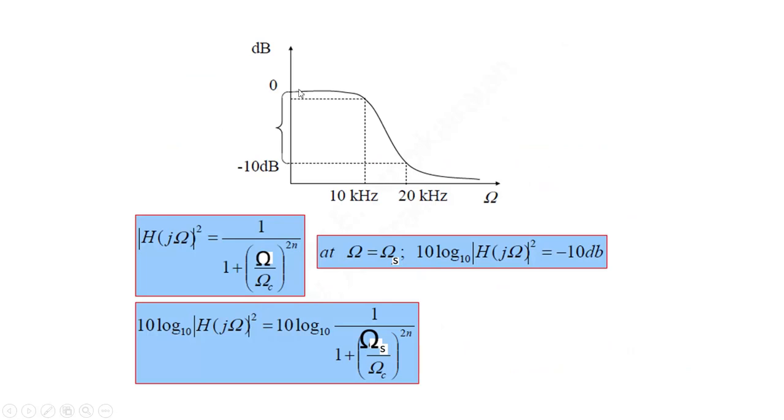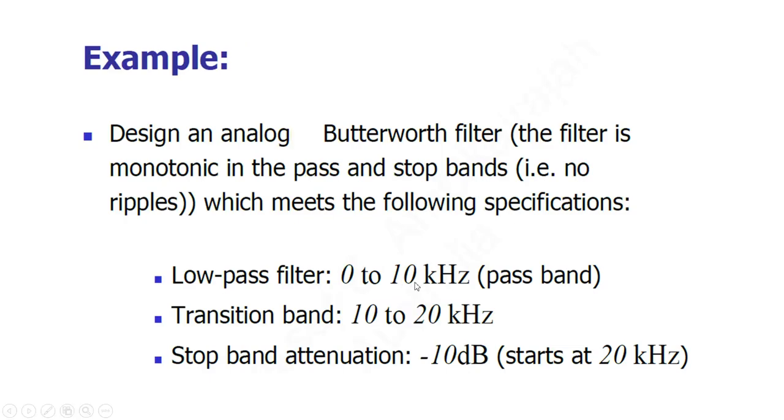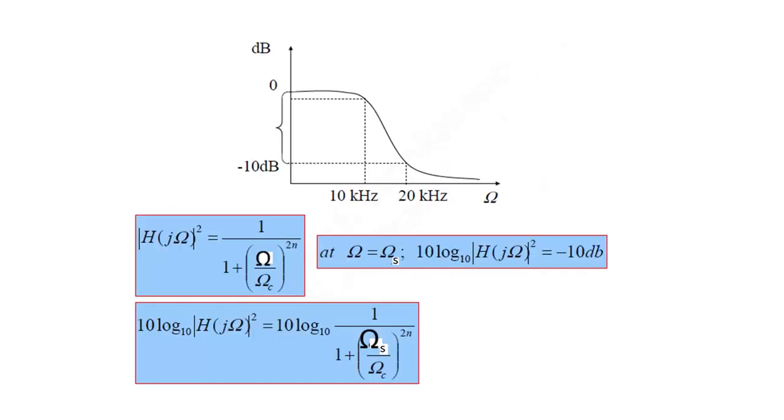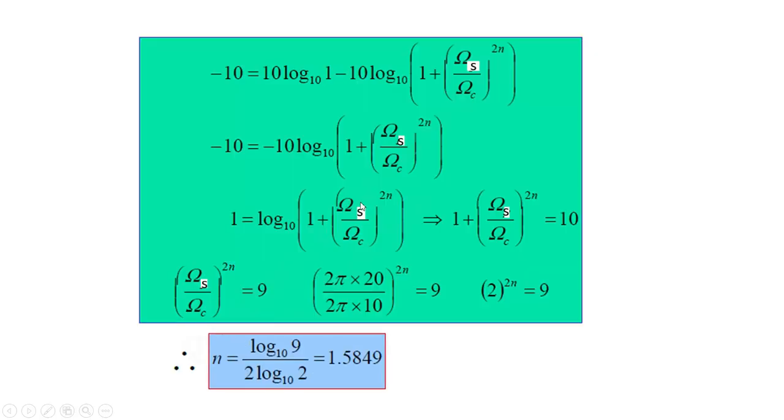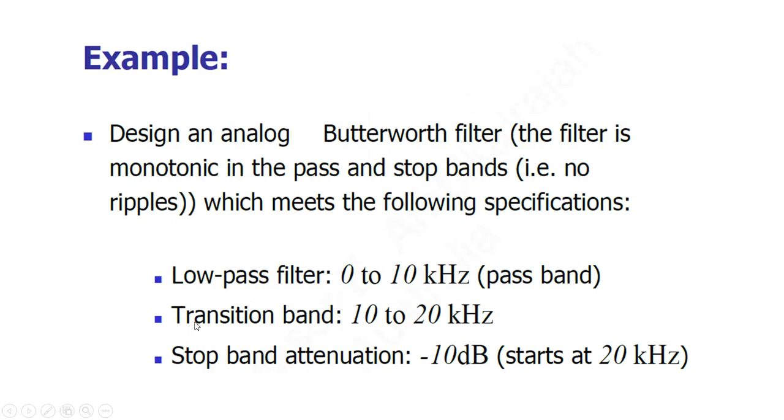This point corresponds to 0 dB, right? And this point on the y-axis, the dotted line, corresponds to the 3 dB bandwidth, and the 3 dB bandwidth given is 10 kilohertz. The maximum frequency component given in the pass band is 10 kilohertz, so that means it is the 3 dB bandwidth. Therefore, this point on the y-axis will be minus 3 dB, and corresponding to this, the frequency is 10 kilohertz. We are also given the transition band, which ranges from 10 kilohertz to 20 kilohertz.